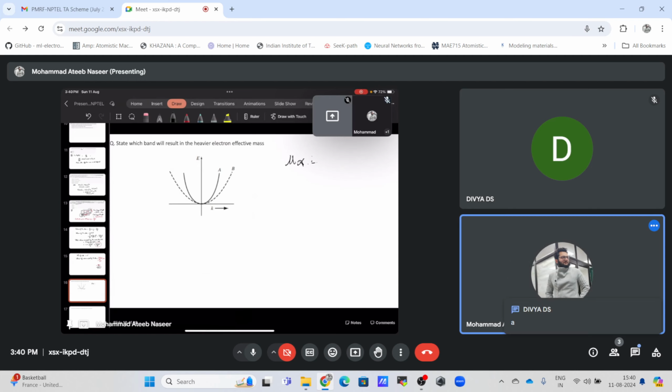So, m of a is less than, as rightly pointed out, m star, because this thing has more curvature. So what does this show? This curve A, basically we have to look into these curves and deduce.